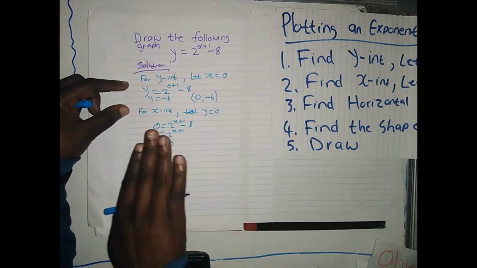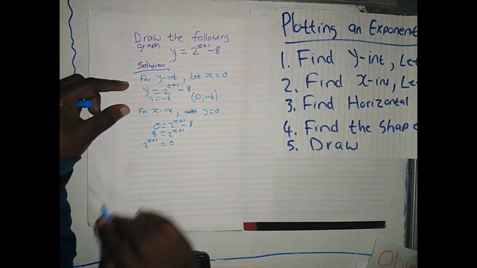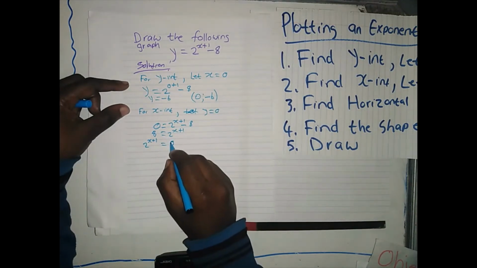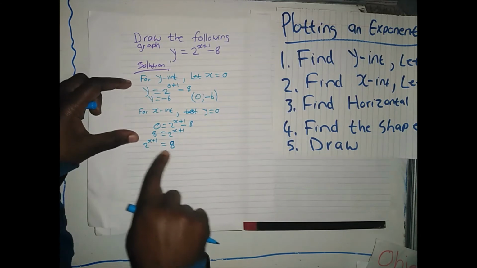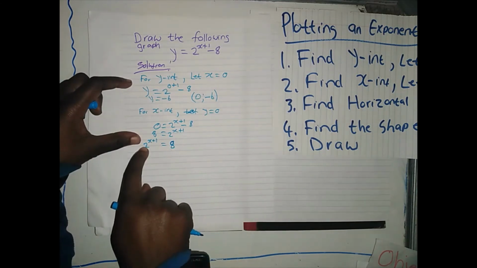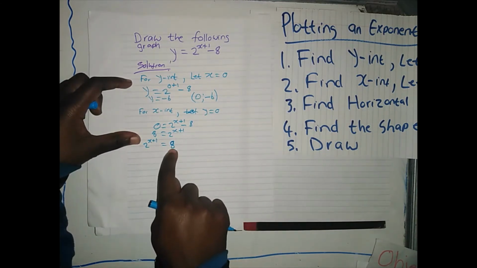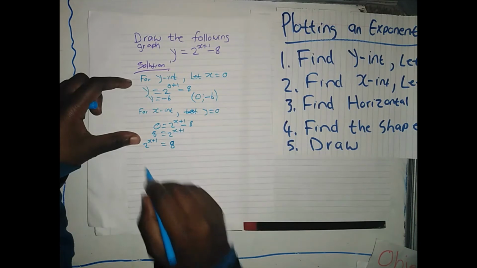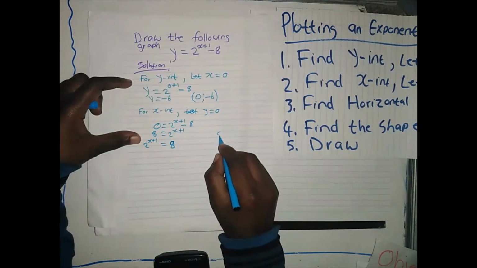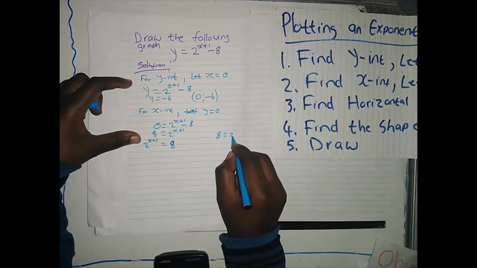So what did you do? You just swap things around. Now when you've got a power here, you know you must express this in terms of the base of 2. So what is 8 expressed with base 2? 8 is the same as 2 to the power 3.